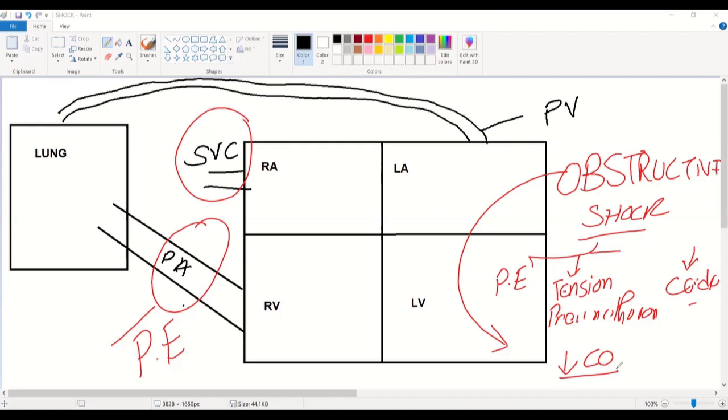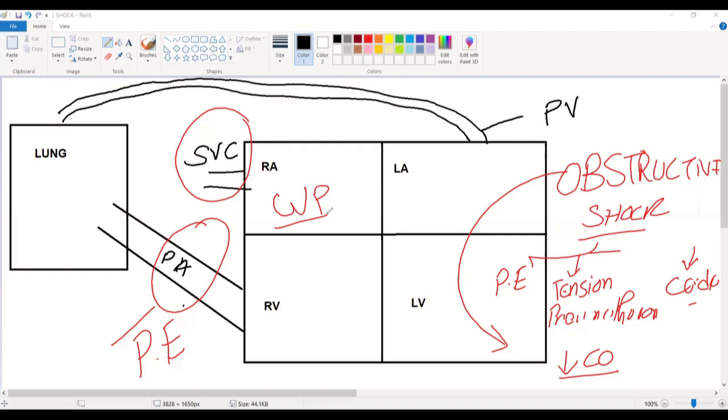Okay. If there is obstruction, what happens to the central venous pressure, the CVP? It will increase. So it is increased, right? Yes. And what happens to the pulmonary capillary wedge pressure? It should be decreased.